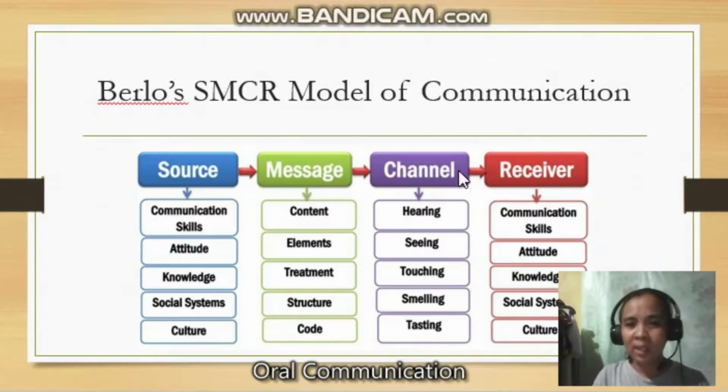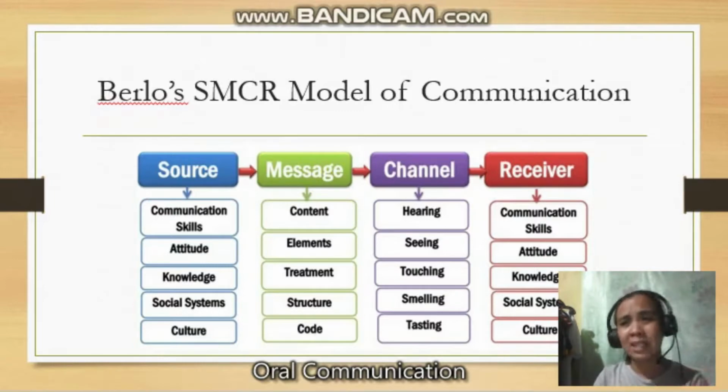Now, for the channel, we have hearing, seeing, touching, smelling, and tasting. It is the medium used to send the messages. In mass communication and other forms of communication, technical machines might be used as a channel, like telephone or internet. These are the most common. But in general communication, the five senses of human being is the channel for communication flow. And it affects the effectiveness of the channel.